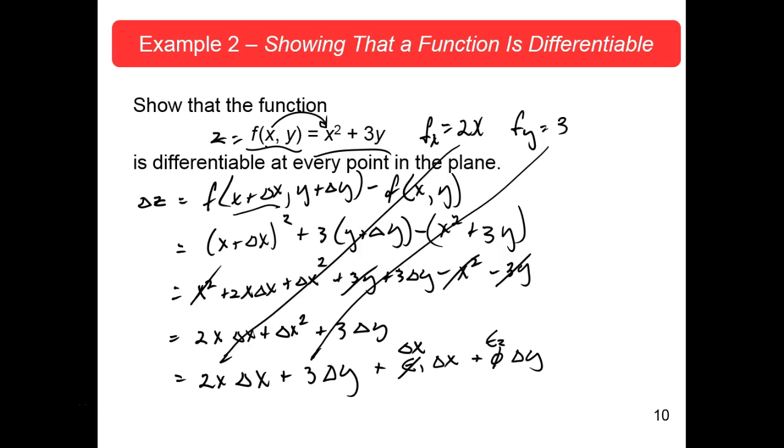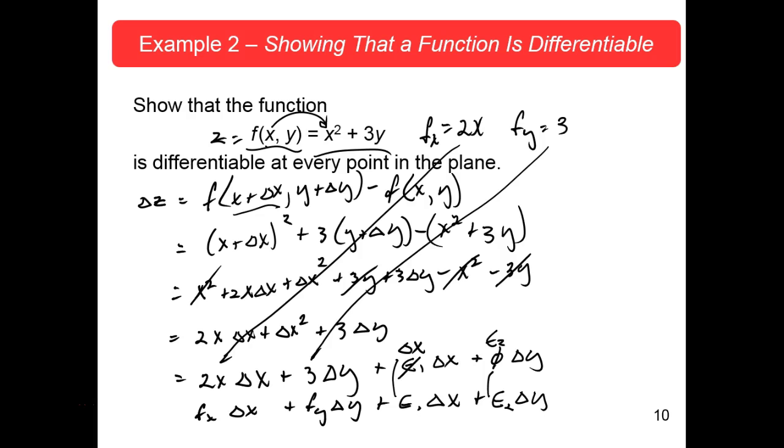So this is your f sub x delta x, plus f sub y delta y, plus epsilon 1 delta x, plus epsilon 2, which has to be 0, delta y. Okay. So you've done it. Epsilon 1 is delta x, epsilon 2 is 0. And both of those approach 0 as delta x and delta y approach 0 separately. Okay? So therefore f is differentiable at every point in the plane.